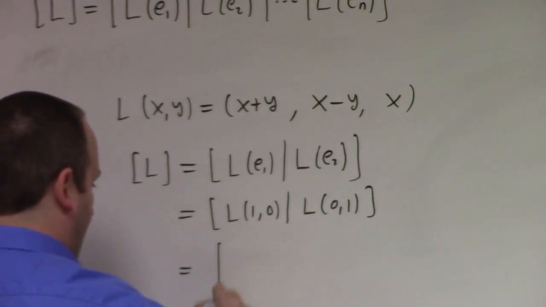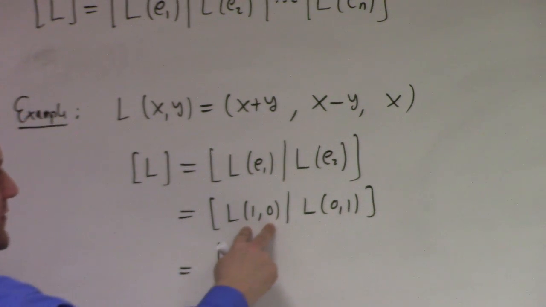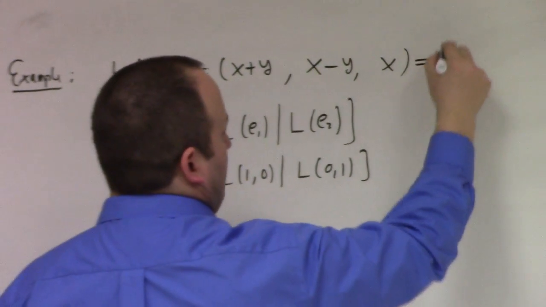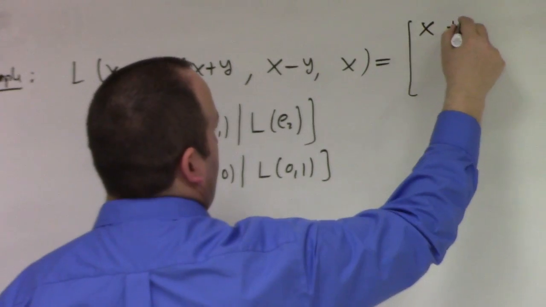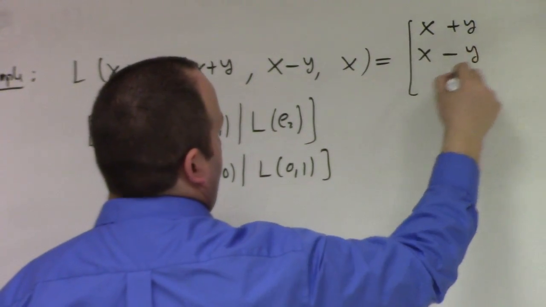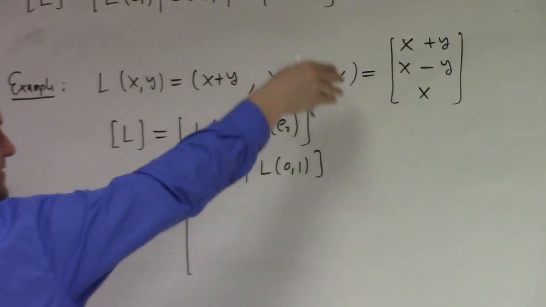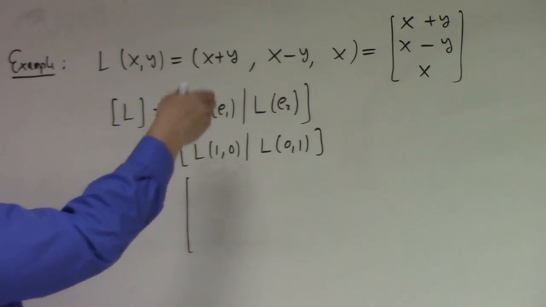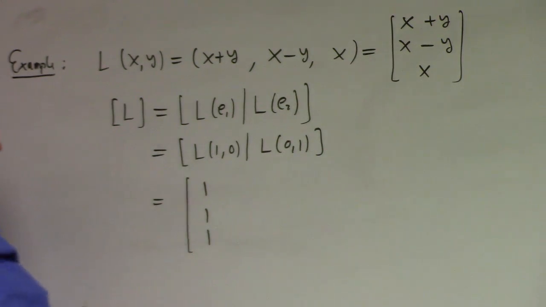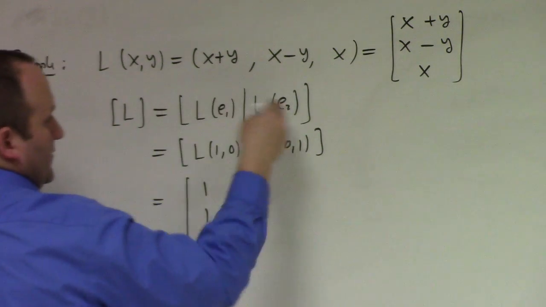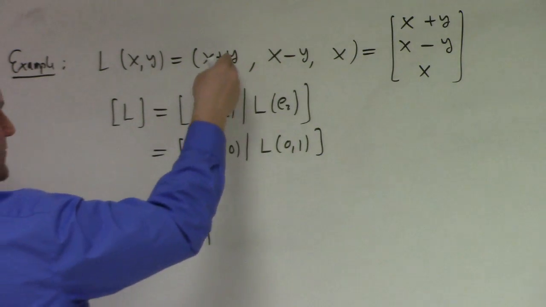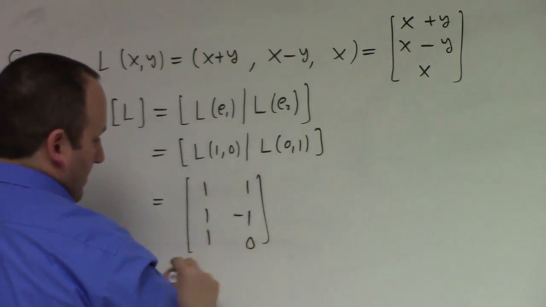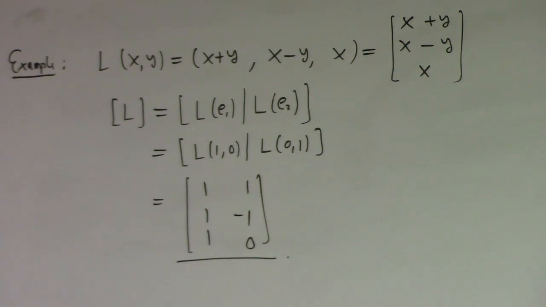What are those? Plug in x equals 1, y equals 0. What do I get? Don't forget, this is my sneaky notation. That's actually a column vector in disguise, right? So it's good to write that. It's helpful. So plug in x equals 1, y equals 0, we get (1, 1, 1). Plug in x equals 0, y equals 1, we get (1, minus 1, 0). There you go, standard matrix.